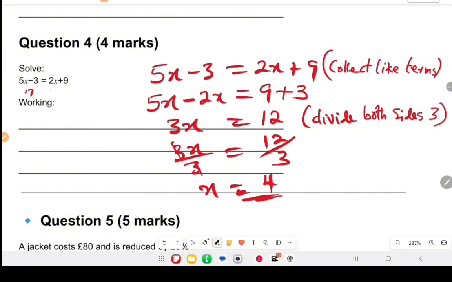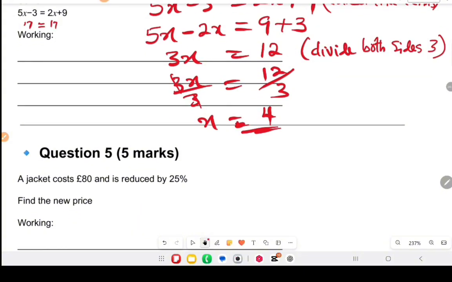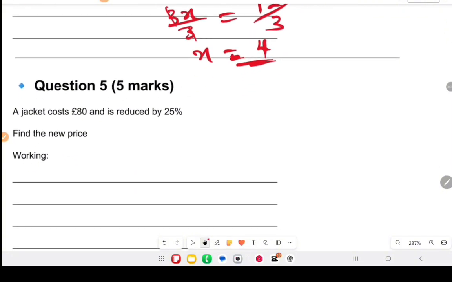Then if we put 4 here, 4 times 2 gives us 8. 8 plus 9 gives us 17. The left hand side is equal to the right hand side, which is correct. Then we move to question 5.